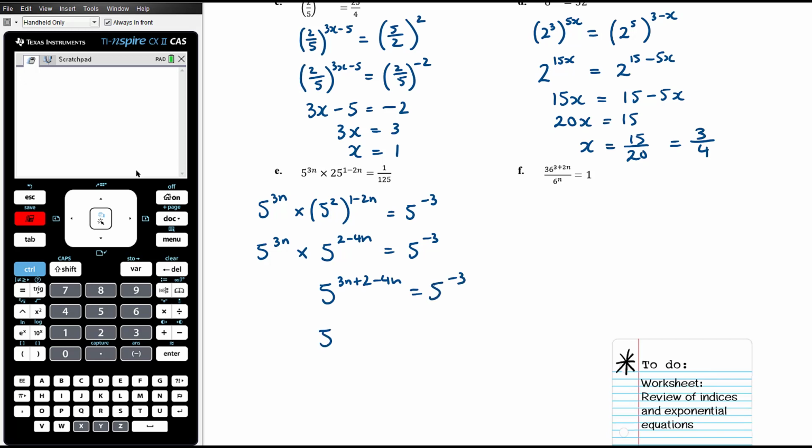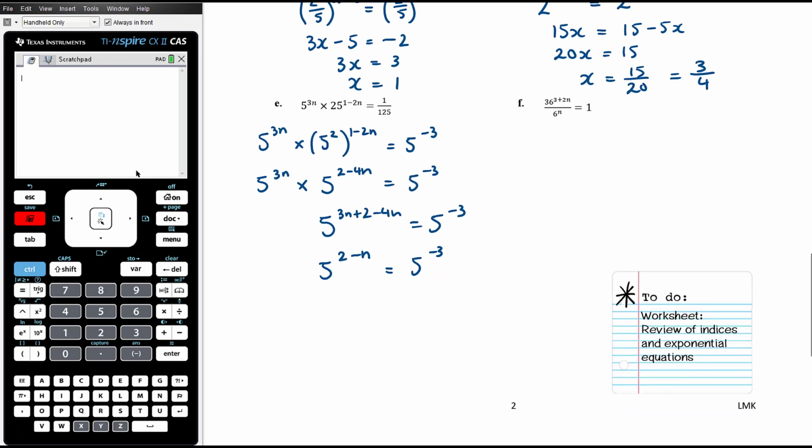Let's just tidy up that power on the left-hand side, so that is 2 minus n equals 5 to the power of negative 3. Now we have a single power on both sides, and they've got the same base, we can equate the exponents, so 2 minus n is equal to negative 3. Taking away 2 from both sides, negative n equals negative 5, and so therefore n is equal to 5.